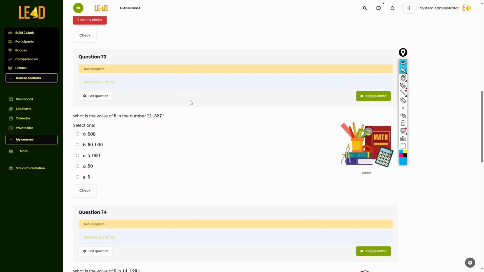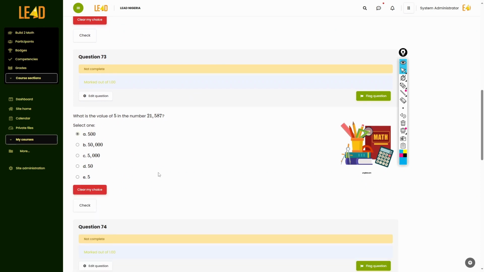What's the value of 5 in the number? So the value of 5 is 500. All right, 500. So we have 21,587. To find the value of a digit, you just put the digit down and then turn everything else to 0. That's 500.